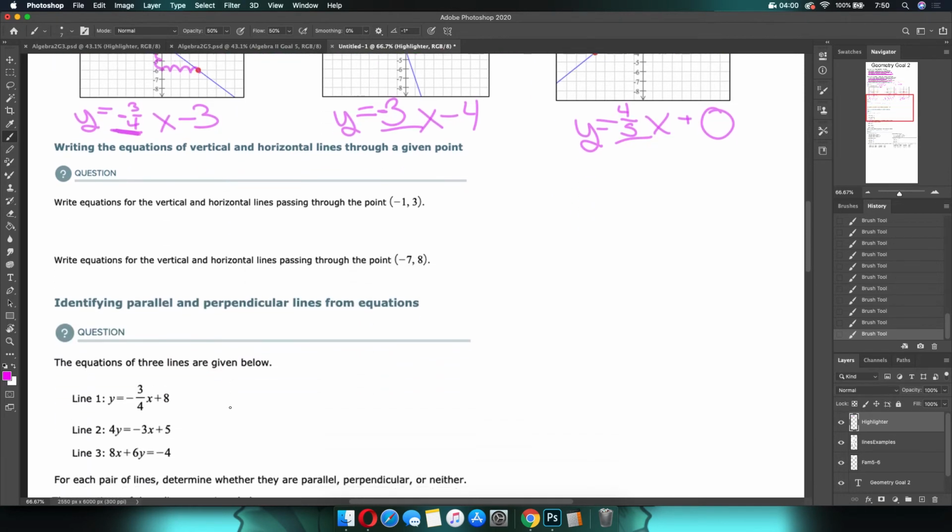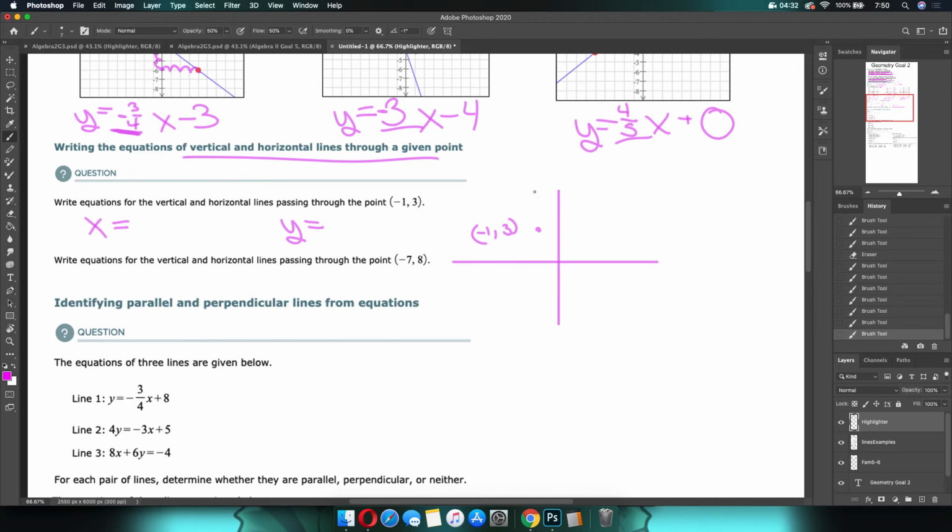Next topic, vertical and horizontal lines, is another one that kids know what they're doing, but they forget which one they're doing. Because you kind of know that you're going to have an x equals, and you kind of know that you're going to have a y equals. But what kids tend to forget is what that actually means. So if I have some random point over here, let's do the actual example. We have (-1, 3).